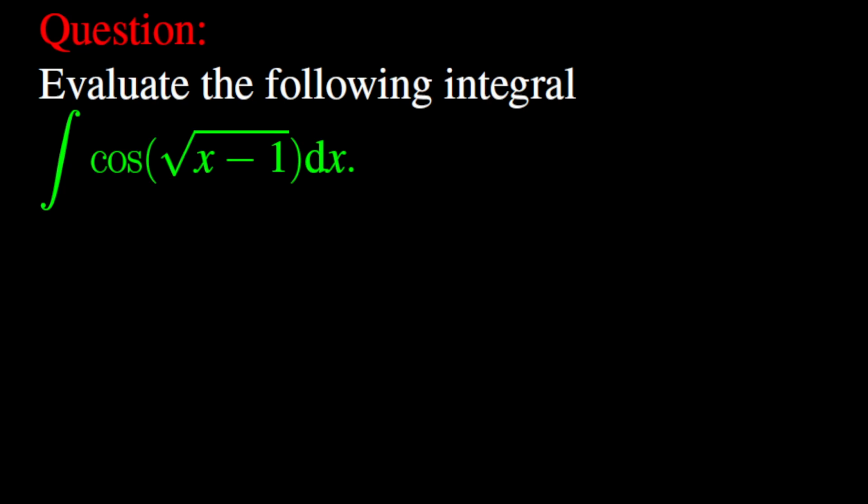Hello. In this problem, we are asked to find the antiderivative of the function cosine of square root of x minus 1. This is a typical Calculus 2 problem. We will carefully walk you through the solution by applying the substitution method and the integration by parts technique.